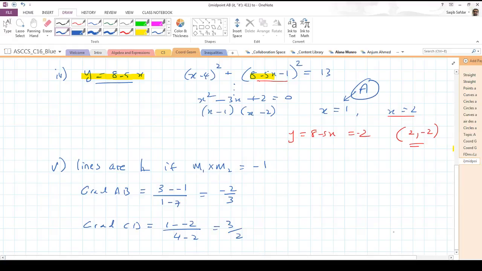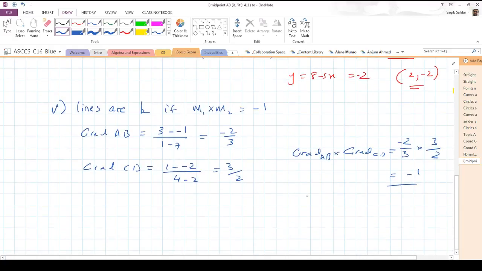So if you multiply the gradients together, gradient of AB times the gradient of CD, show your full working out, and that gives us minus 1. Therefore, because it said prove, let's finish it off with a sentence. Therefore, AB is perpendicular to CD. Is that okay? Great.